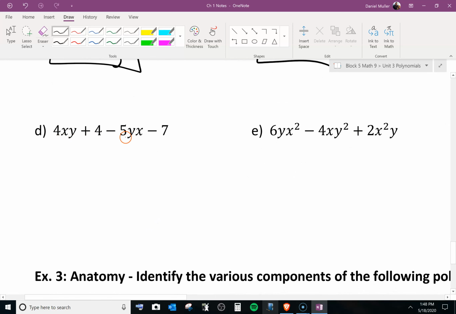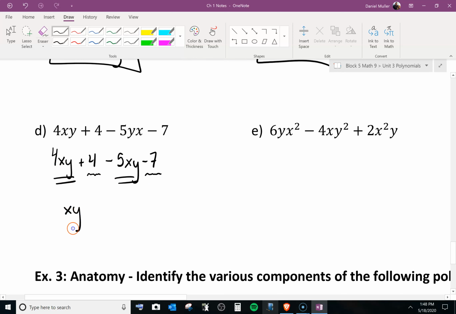4xy, 5y. Okay, well, let's rearrange it. So 4xy plus the 4 minus the 5, and then xy minus 7. So I just reordered the letters there. Now, what are alike? Well, this is an x and a y, and this is also an x and a y, so these are alike. And this has no variables, but this also has no variables, so those are alike.